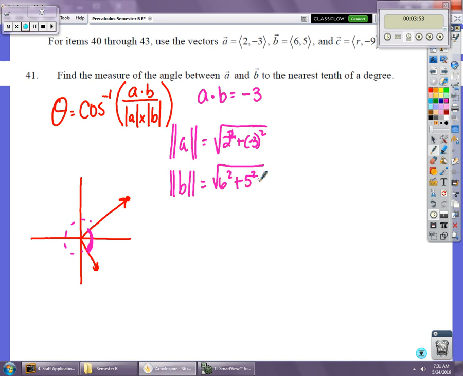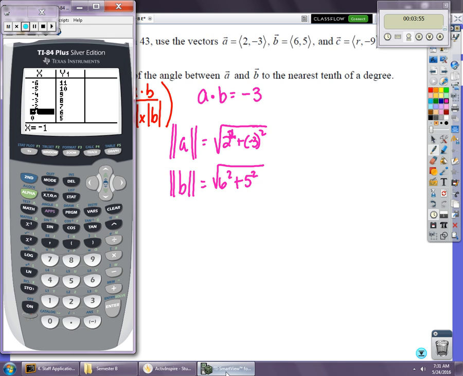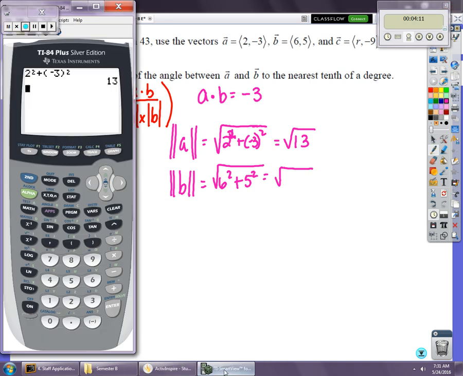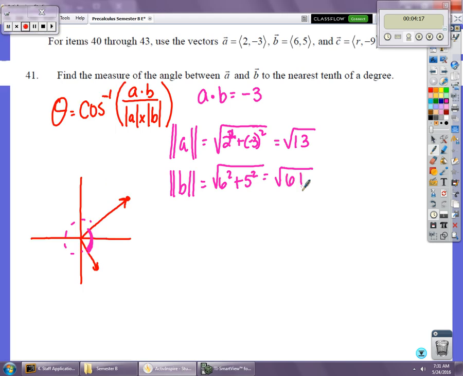Okay, this is a calculator allowed question. Let me go ahead and quit out of this. All right, so I'm going to have 2 squared and negative 3 squared. Again, watch your parentheses. That should be 13. So this one's going to be root 13. And this one we're going to have 36 and 25, right? Calculator allowed, so we'll just make sure we don't make any silly mistakes. Root 61. All right, so now we are able to plug this in.